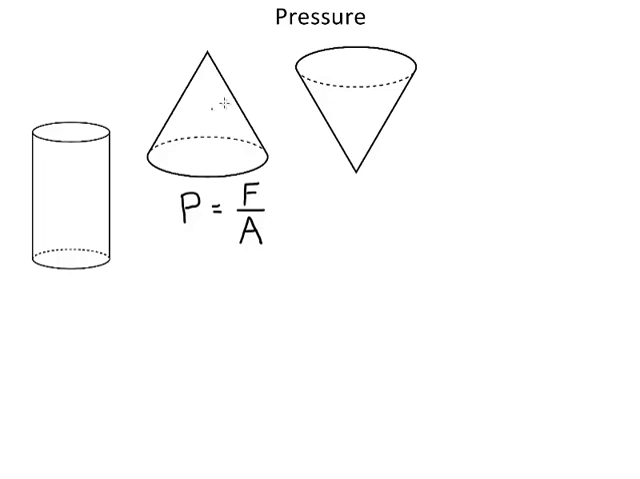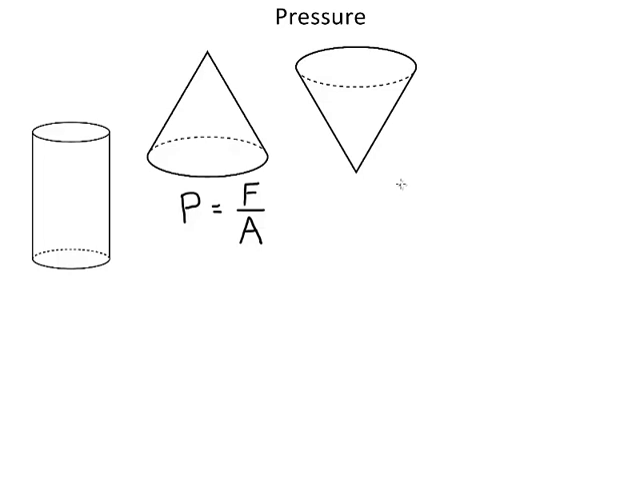Now, if we took that cone and flipped it upside down, it has the same exact amount of weight, but a very, very small amount of area that it's exerting its force over. The pressure would be significantly greater if the cone was flipped upside down. So it's not just about force, but it also includes area.